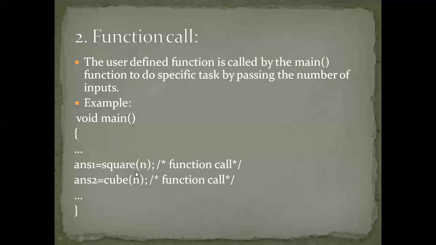What happens when you call this square function: the control will automatically go to the square function. When you call this cube function, the control will automatically go to the cube function. That cube function is again a subprogram. There we are going to write the logic of the program. Okay, that we can see later. So you have understood here what is function call.